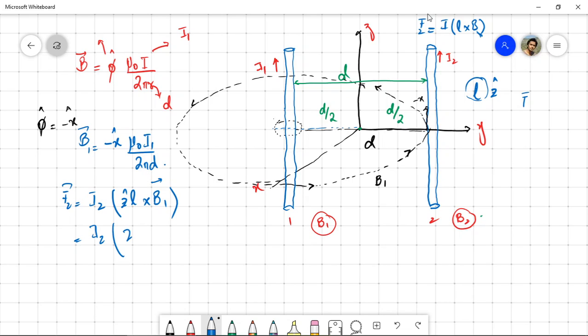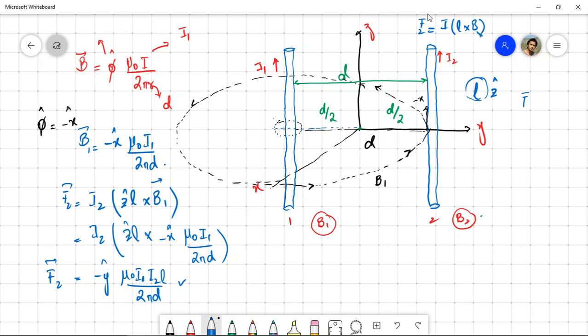I2 z hat L cross B1, which was minus x hat mu naught I1 over 2 pi d. So z hat cross minus x hat will give us minus y hat mu naught I1 I2 length over 2 pi d. So this is the value of F2. This is the value of force that is acting on the second conductor due to the magnetic field that was generated by the first conductor. So this is F2.